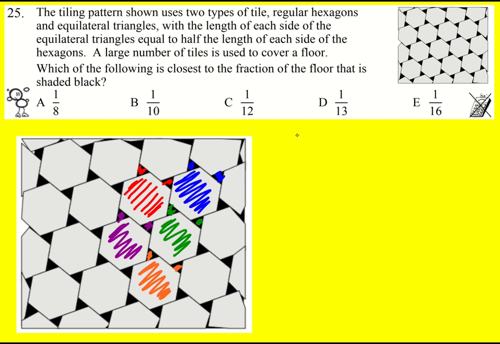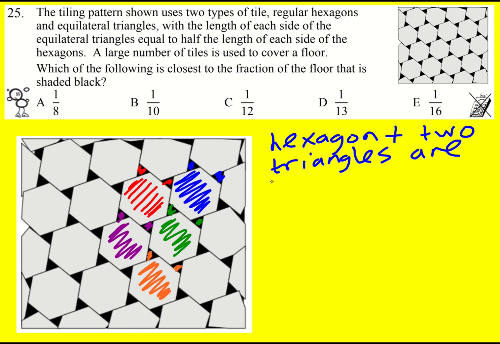Okay, so it's a hexagon. A hexagon plus two triangles are tessellating.